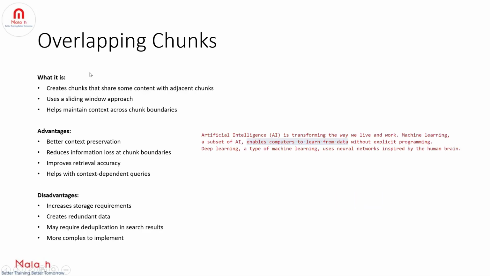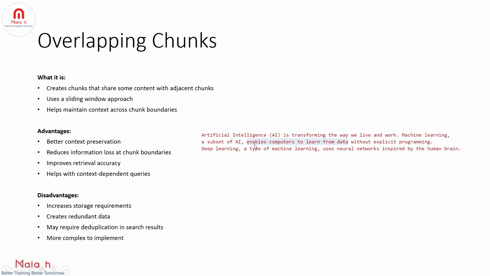And the next chunking method is overlapping chunks. Overlapping chunks creates chunks that share some content with adjacent chunks. For example, let's consider this is our input document text. Let's say you chunk till data, and then again you overlap from enables till data in the next chunk. So that is overlapping chunking.